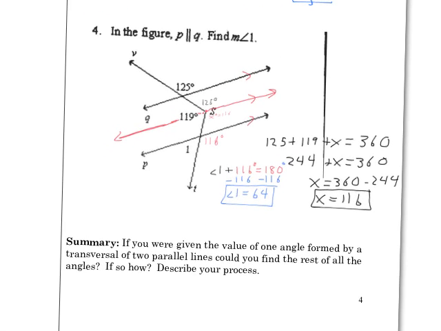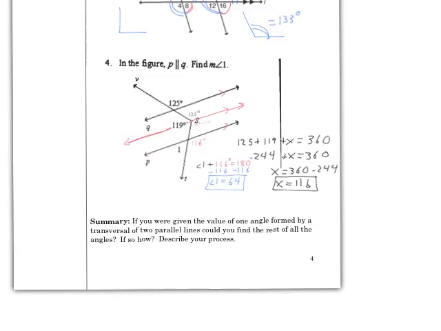And lastly, the summary. If you were given the value of one angle formed by a transversal of 2 parallel lines, could you find the rest of all the angles? If so, how? Describe your process. You should be able to say, yes, you can do this because we did it up here. So describe that for me in words.